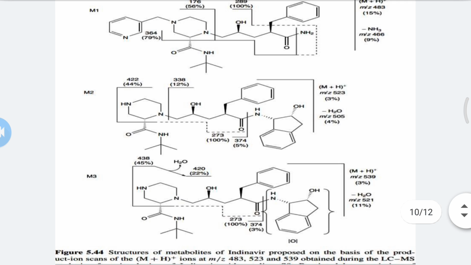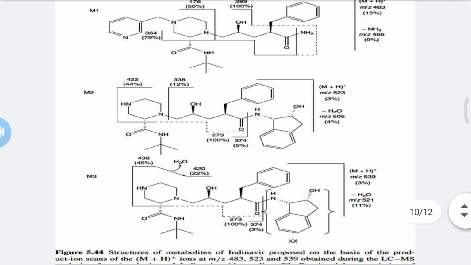Next, in M3, different fragmentation again takes place in the MS data. This series shows a mass M plus H of 539, and then fragmentation in M3 at 438 and 273. The base peak in MS, M plus H, is 539.